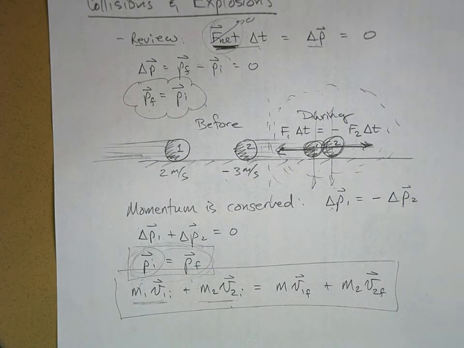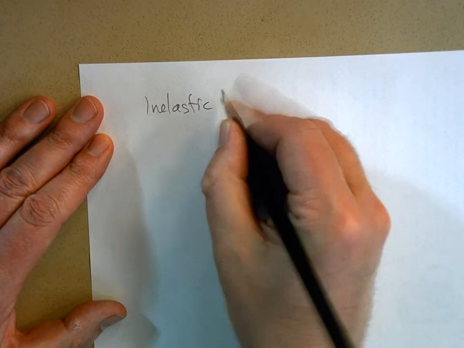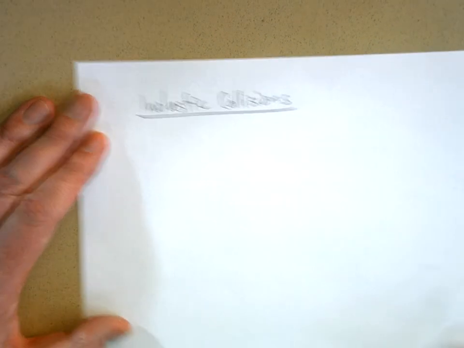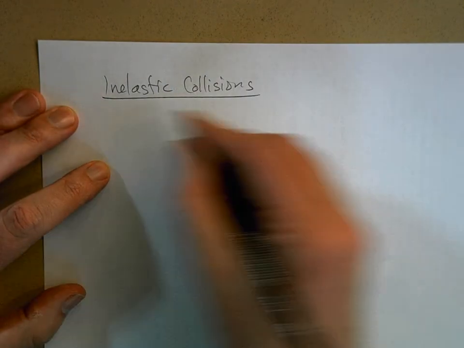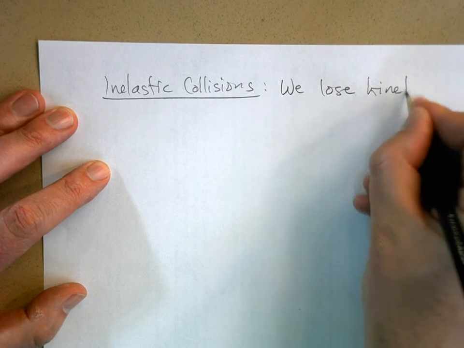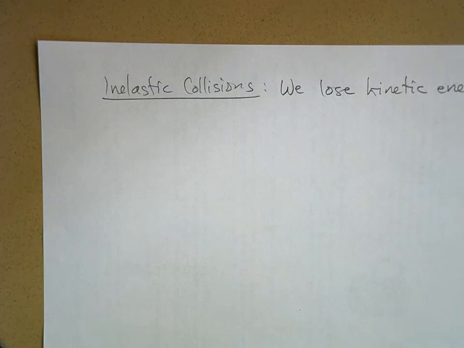Now there's two kinds of collisions that we're going to talk about, and then we'll talk about explosions. Let's first talk about inelastic collisions. In an inelastic collision, we lose kinetic energy, or mechanical energy is lost in your system just before and just after the collision. Where does it go? Where does the energy go? It gets dispersed into the environment.